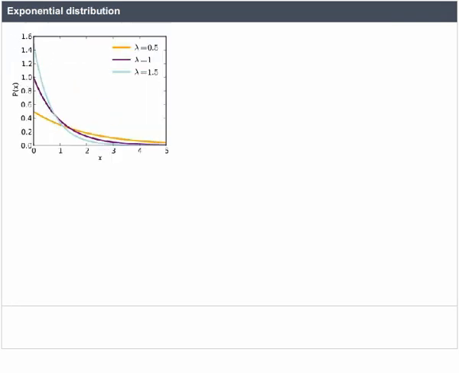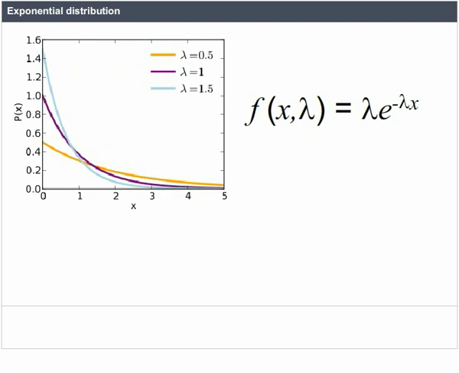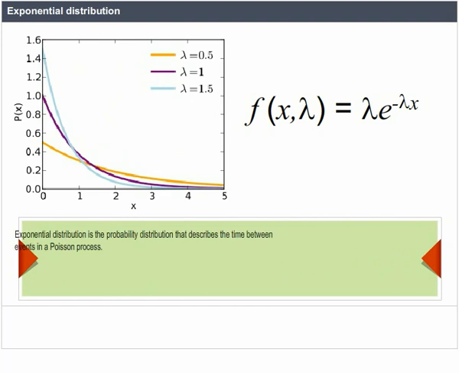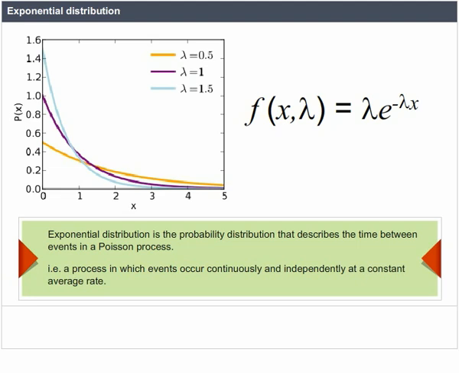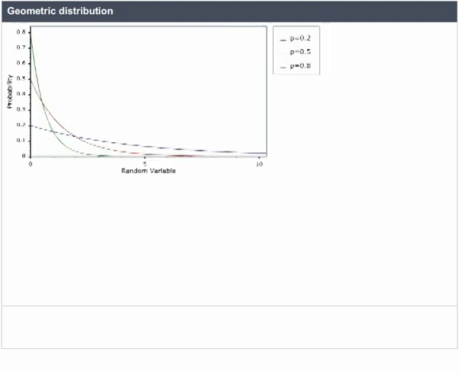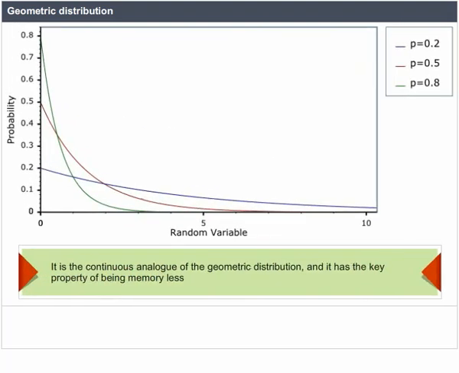Exponential distribution. f of x comma lambda equal to lambda e power minus lambda x. The exponential distribution is the probability distribution that describes the time between events in a Poisson process, that is, a process in which events occur continuously and independently at a constant average rate. It is the continuous analog of the geometric distribution and it has the key property of being memoryless.